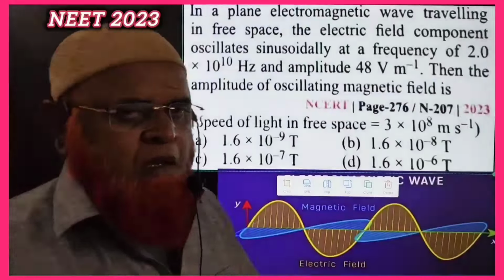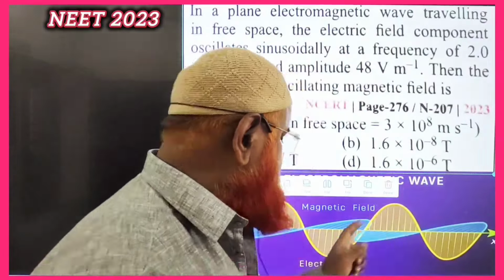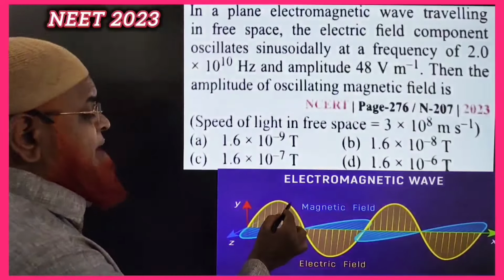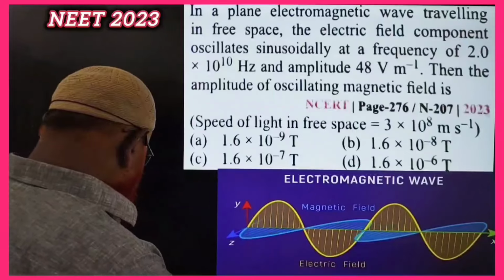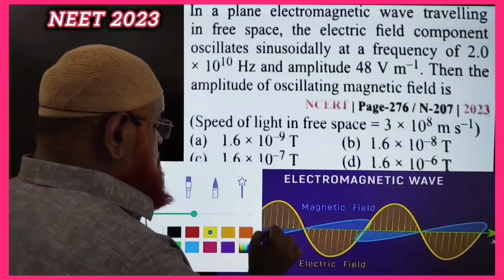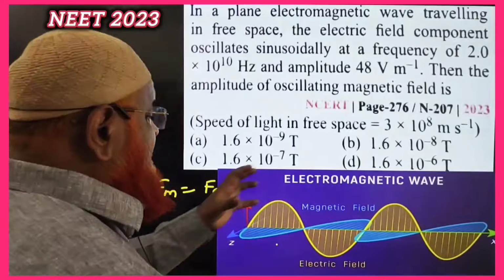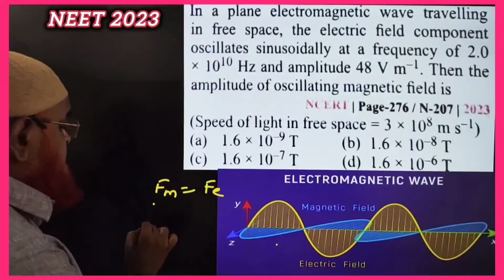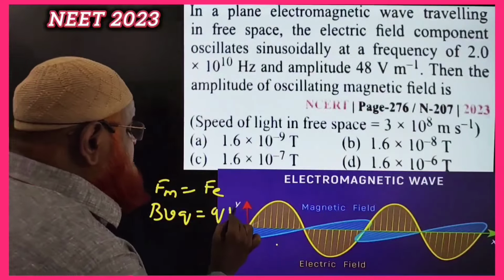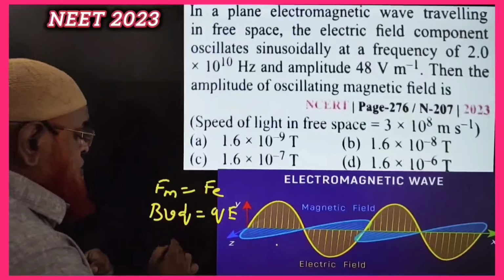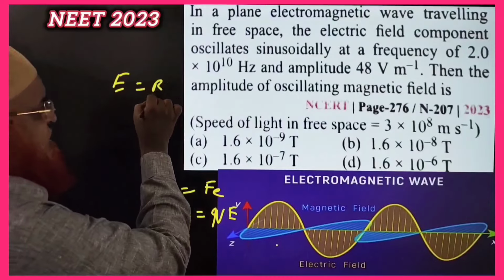Thank you. This is 1 minute series concept of electromagnetic wave. Let us take an electromagnetic wave here, which is having magnetic field as well as electric field. You know force due to magnetic field is equal to force due to electric field. And force due to magnetic field is given by BVQ. And force due to electric field formula, you know already, it is Q into E. Q, Q gets cancelled. You will get E is equal to BV.